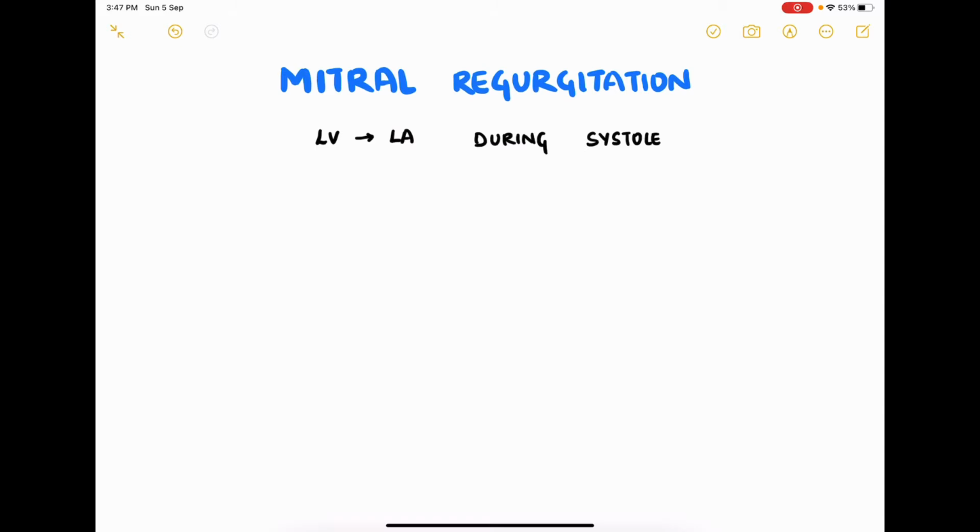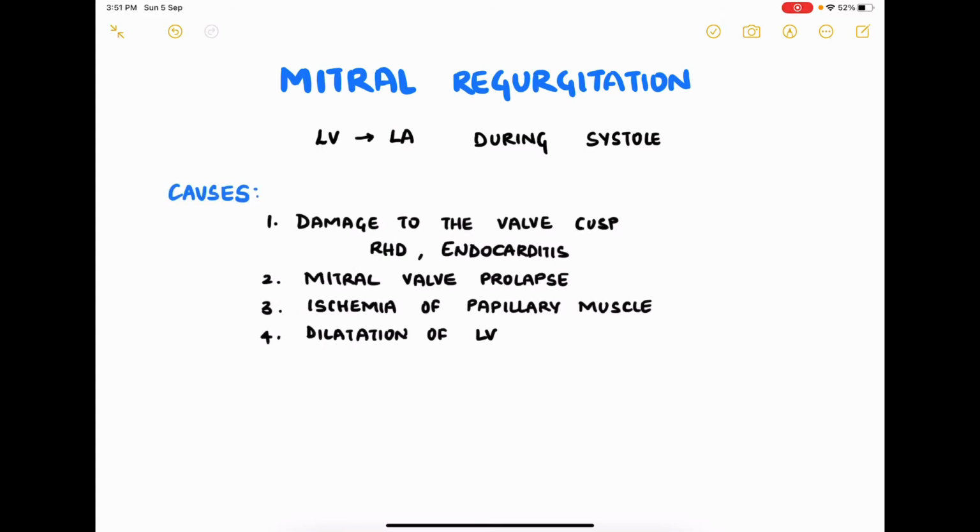About mitral regurgitation. It is when the blood moves from the left ventricle to the left atria during systole. Let us first understand the causes of mitral regurgitation. The first reason is damage to the valve cusps, as in rheumatic heart disease and endocarditis, where the valve cusp is defective and thus it cannot approximate properly to prevent regurgitation.